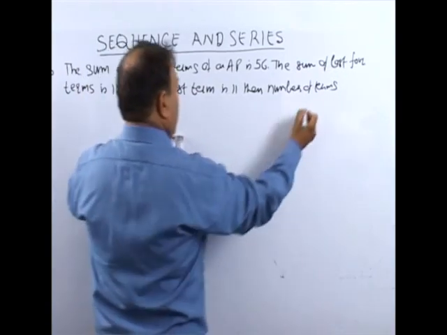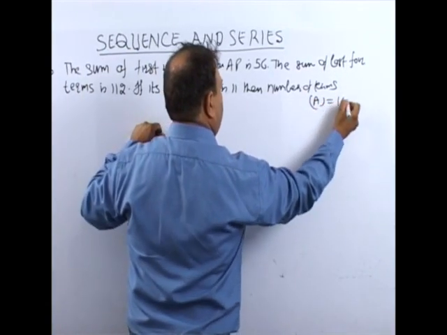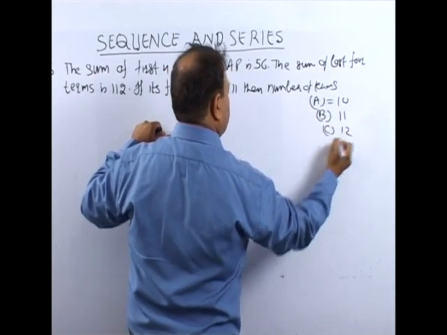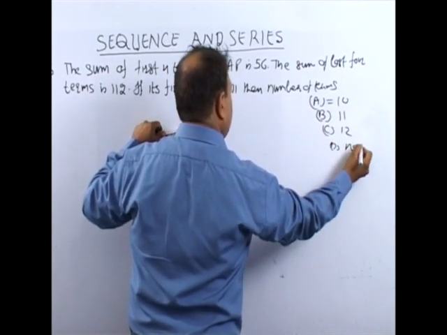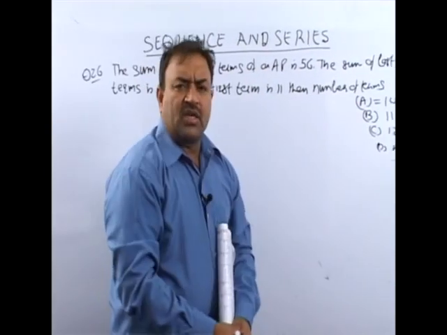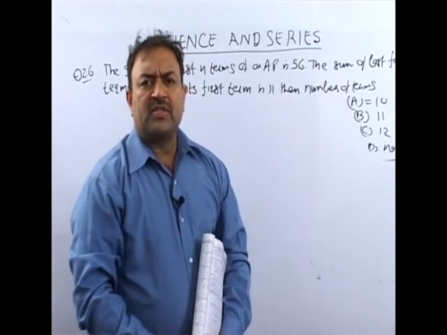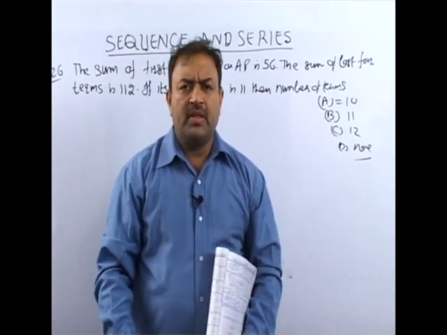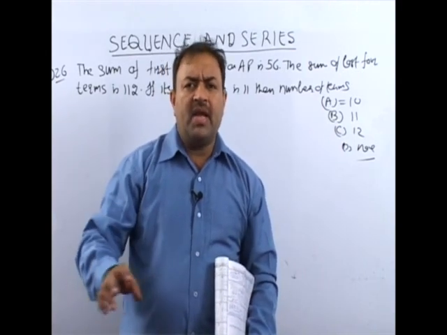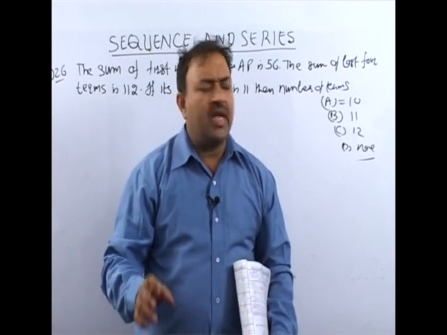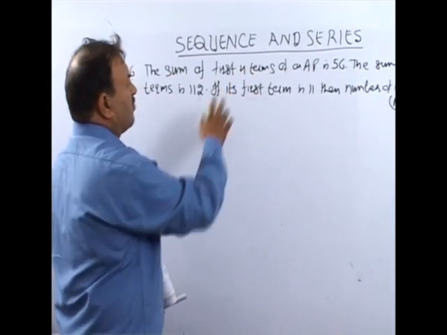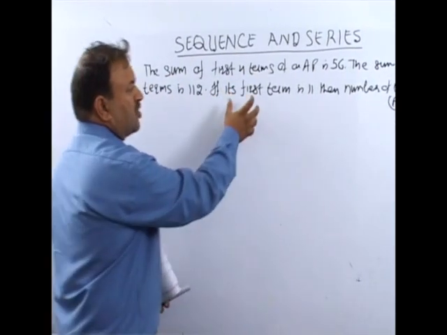comes out to be, the options have been given. A is 10, B is 11, C is 12, and D is none of these. In the last lecture we had done it. If numbers are given, then four numbers in AP can be taken as a minus 3d, a minus d, a plus d, a plus 3d. But here we won't be able to use those numbers, because this question is quite different.